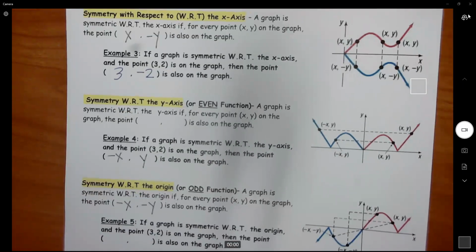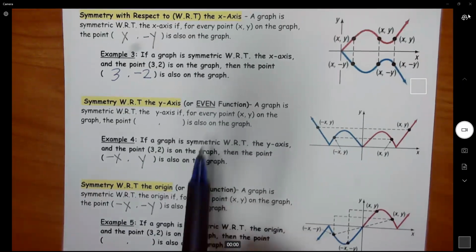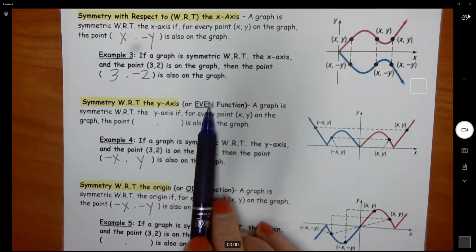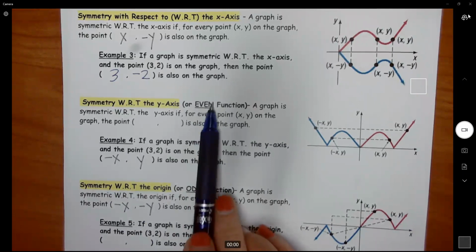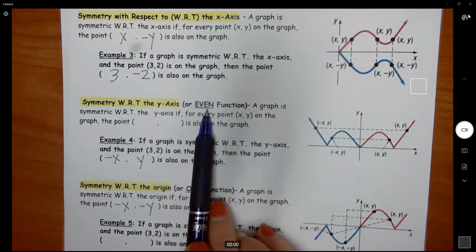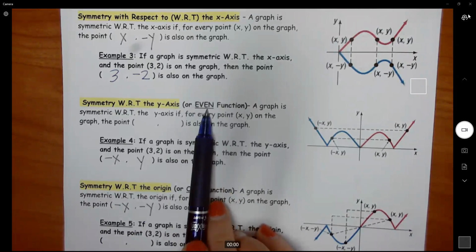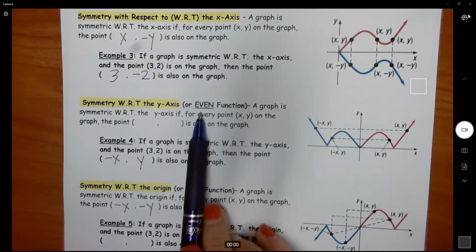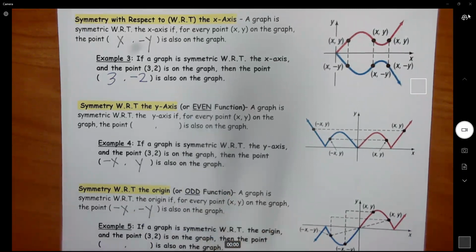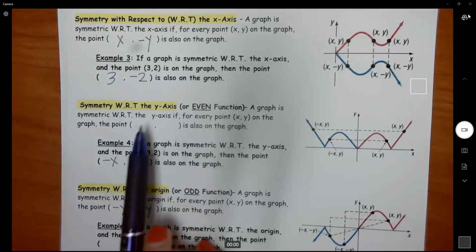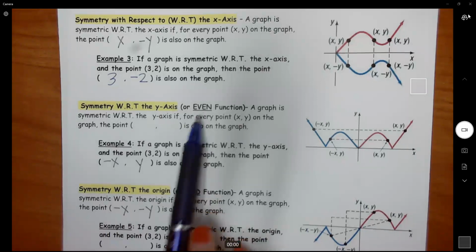When we have symmetry with respect to the y-axis, these are called your even functions, and this is what we're going to be talking about in lesson 8. So you don't really need to know that now, but just a little clue. A little preview as to where the next lesson is going. When you have symmetry with respect to the y-axis, these are your even functions.